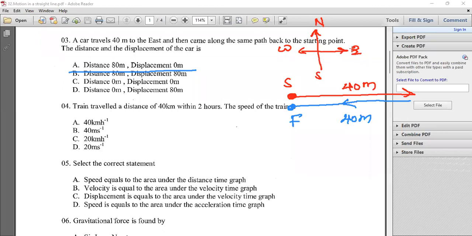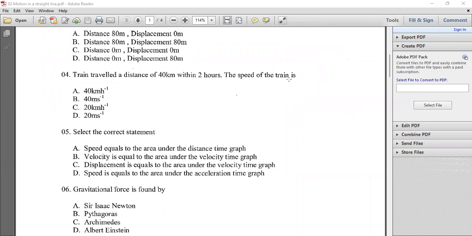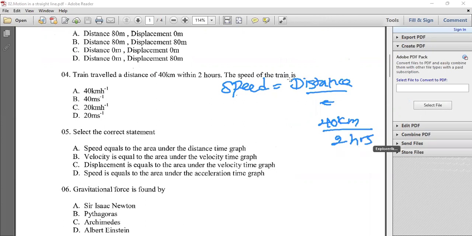Right. The fourth question. A train travels a distance of 40 kilometers within 2 hours. Then they are asking us to find out the speed. As you all know, speed is equal to the distance traveled divided by time. Distance, what they mention is 40 kilometers, and time is 2 hours. So when you divide it by 2, you get 20 kilometers per hour. So that is the answer. 20 kilometers per hour is supposed to be the answer.